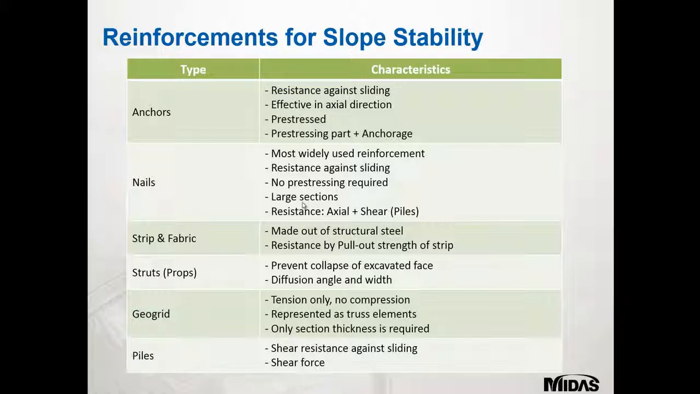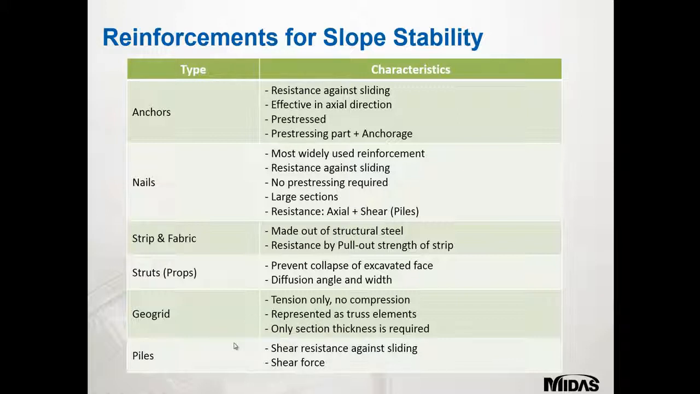Nails provide resistance in axial and shear directions and have comparatively large cross sections than the anchors. Strip and fabric can be modelled with the input of pull-out strength and frictional behaviour with ground material. Structural props are the most widely used structural support for temporary excavations in urban areas. Geogrids, the next one, can be modelled as a tension-only element.